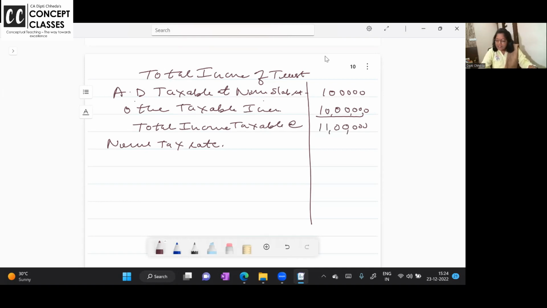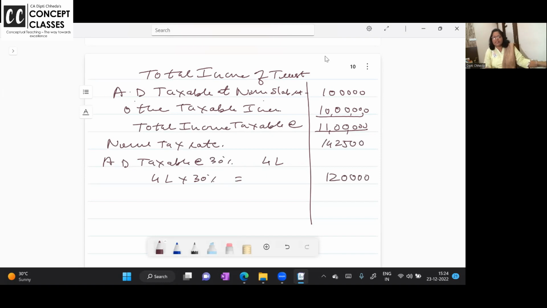Now calculate the tax on 11 lakhs. All of you know, 11 lakhs minus 10 lakhs, so 1 lakh income at 30% plus 1 lakh 12,500. Up to 2.5 lakh nil, next 2.5 lakh 5%, next 5 lakh 20%, and so on. So this normal tax is coming to 1,42,500. And anonymous donations taxable at 30% are 4 lakh. So 4 lakh at 30% tax is coming to 1,20,000.